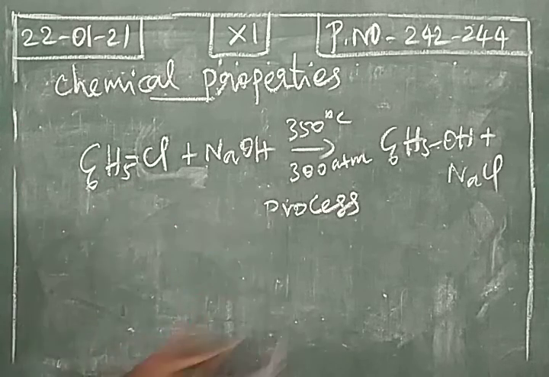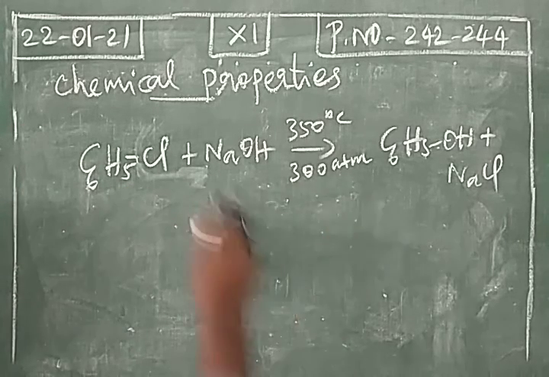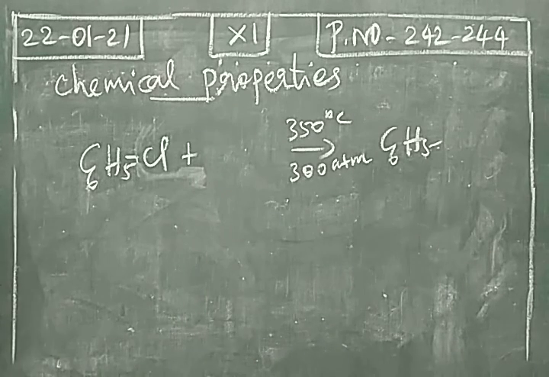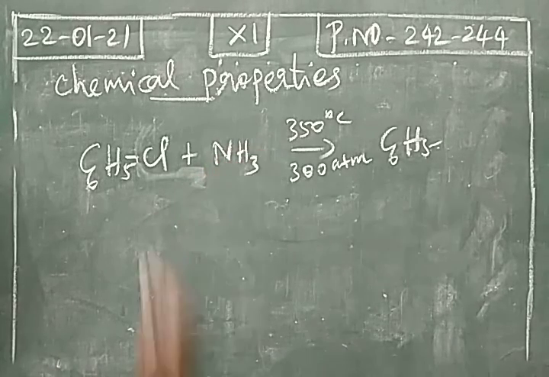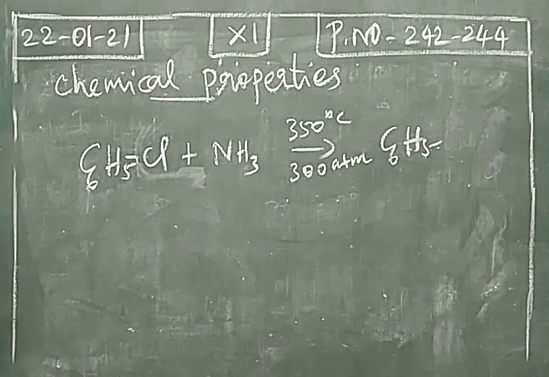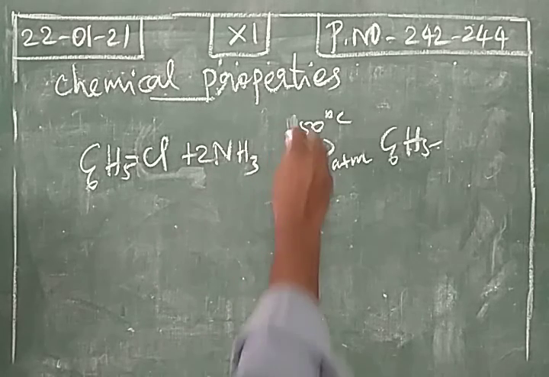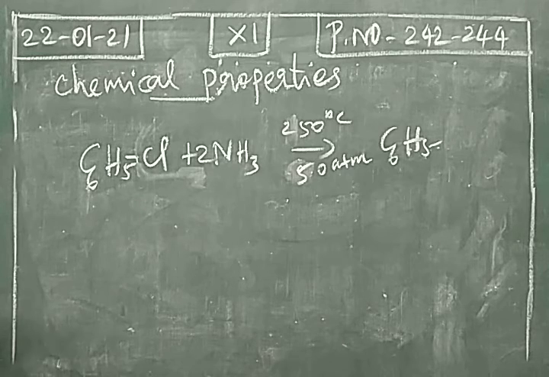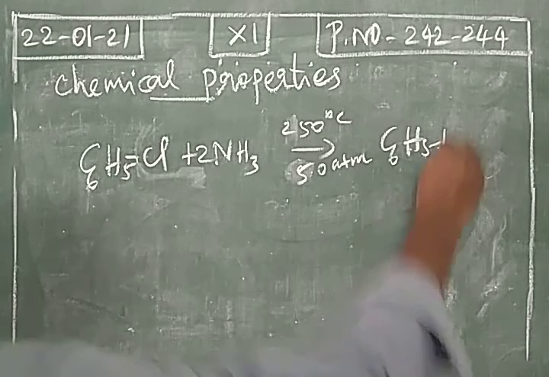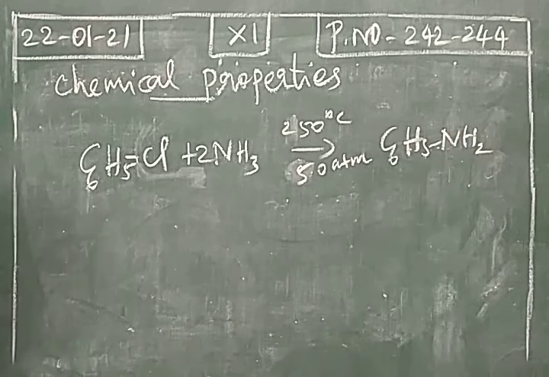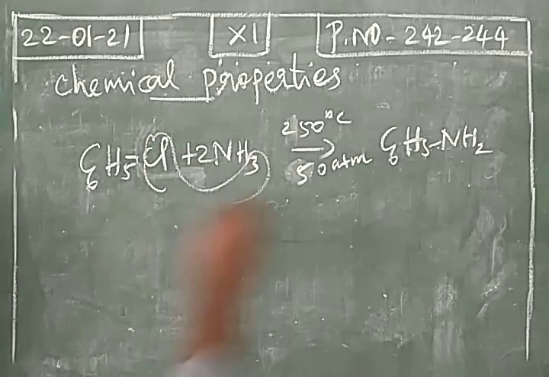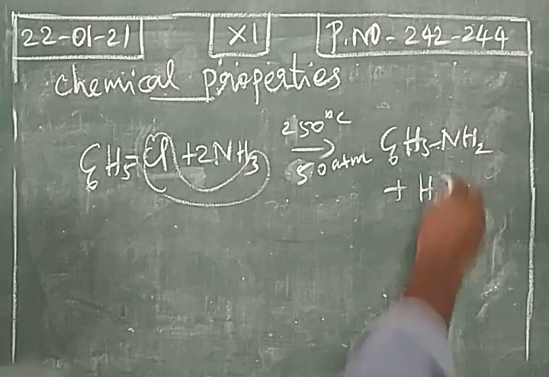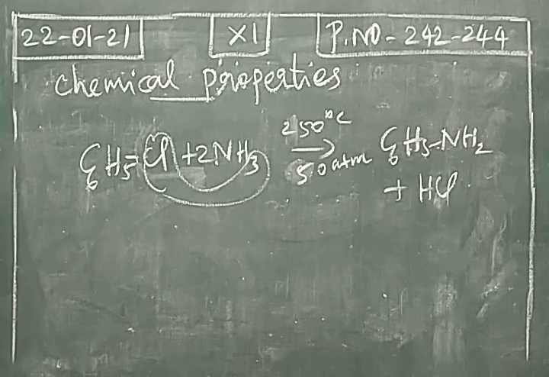Next, reaction of chlorobenzene with ammonia. If ammonia gas is passed with chlorobenzene at 250 degrees Celsius and 50 atmospheric pressure, we will get aniline. Okay. So hydrogen chloride will leave, we will get aniline. This is also a nucleophilic substitution reaction.